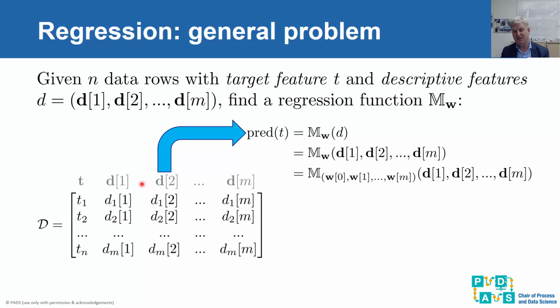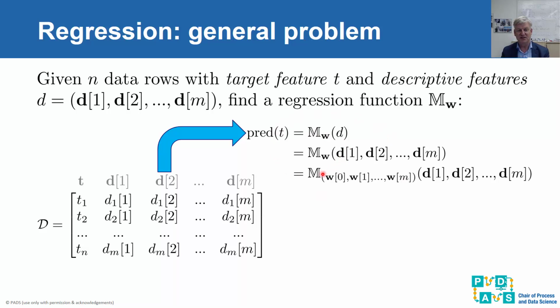The general problem is, of course, that we have multiple descriptive features. In our data set, we have a target feature with concrete values. We have concrete values for all the descriptive features, and we would like to make a prediction, that's a function, based on the descriptive features that is telling us what is a good prediction for the target feature.